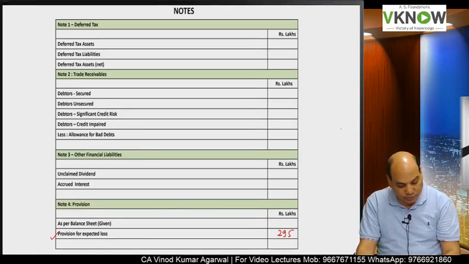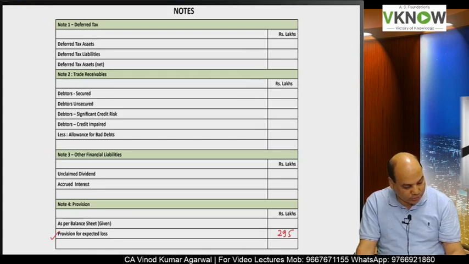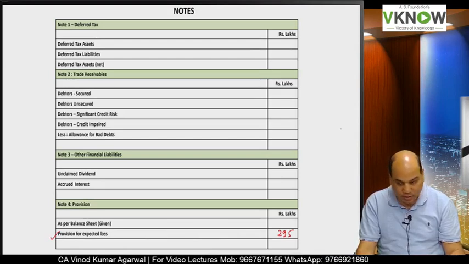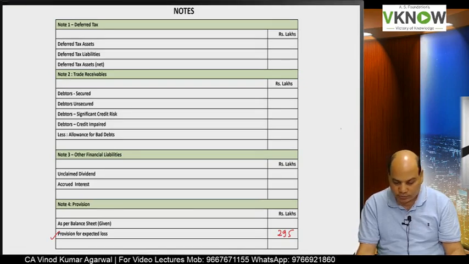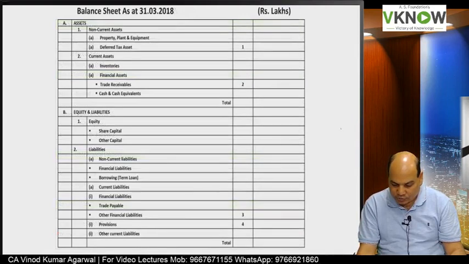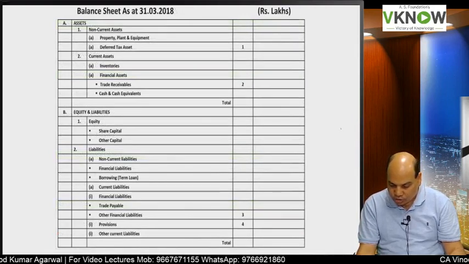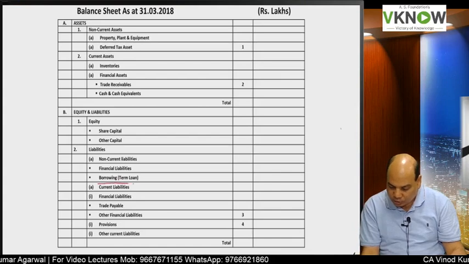Next point is reserve and surplus we have done. Long term borrowing, note number 2. Total is 4860, but it contains 860 lakh interest accrued. So first I will come to balance sheet. In balance sheet you come to liability side. Non-current liability, financial liability, borrowing, term loan.